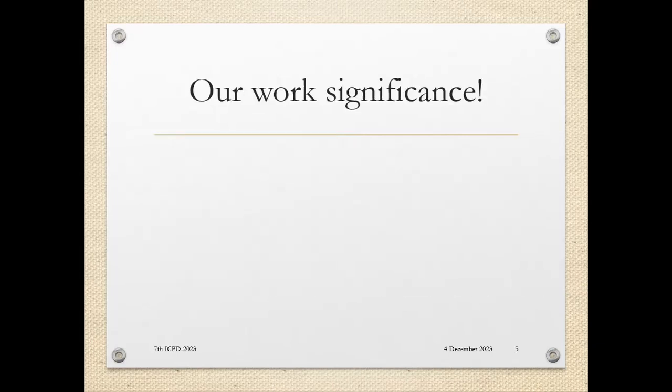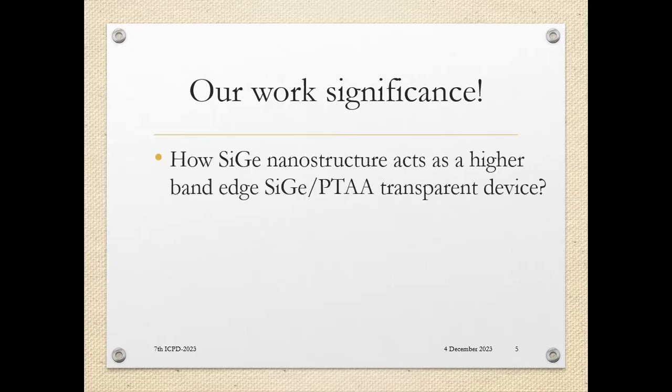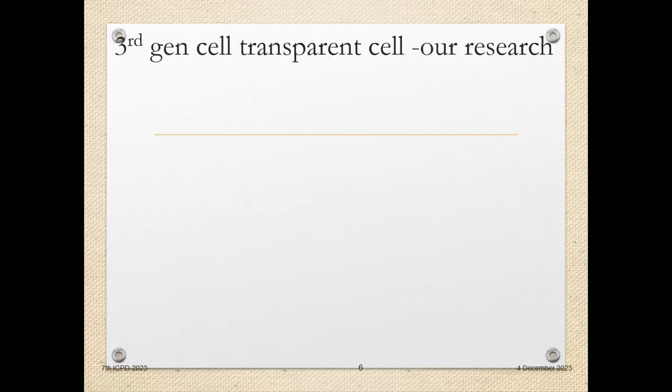So our work's significance is our silicon germanium nanostructure used on ITO glass substrates with the PTAA contact material, a more advanced silicon germanium nanostructure for transparent device application as compared to the zinc oxide PTAA materials. That is our recent research. We compared these two materials as transparent technologies.